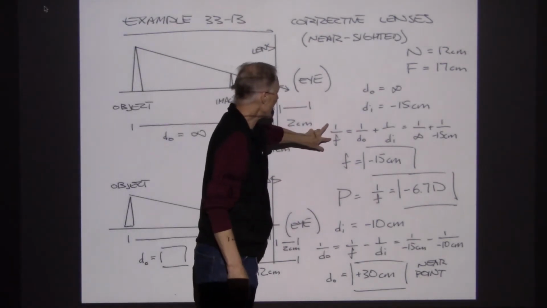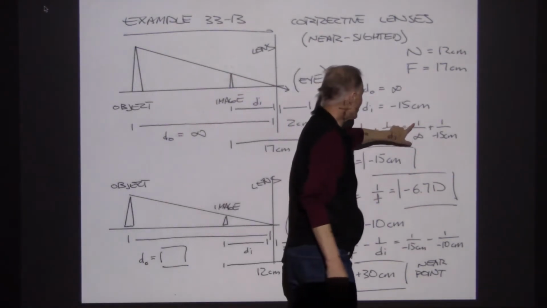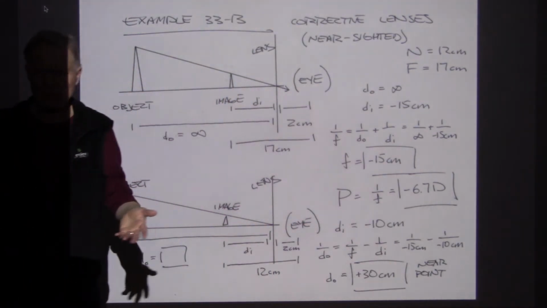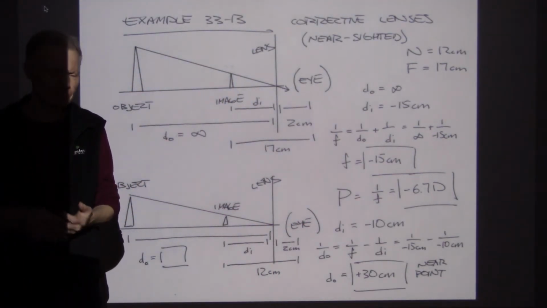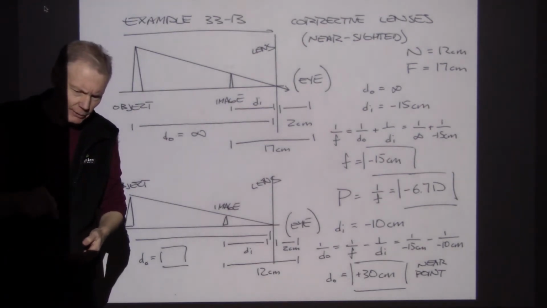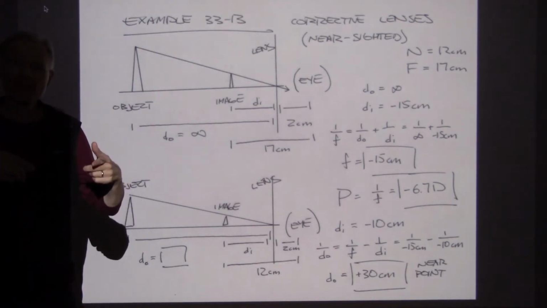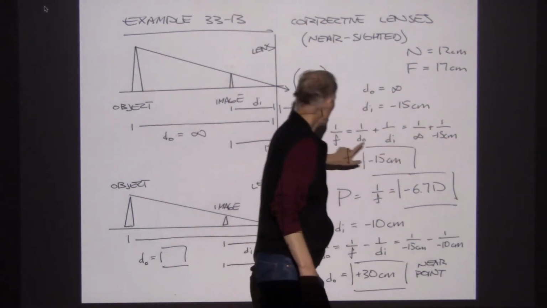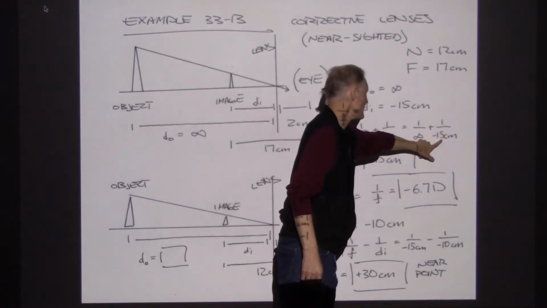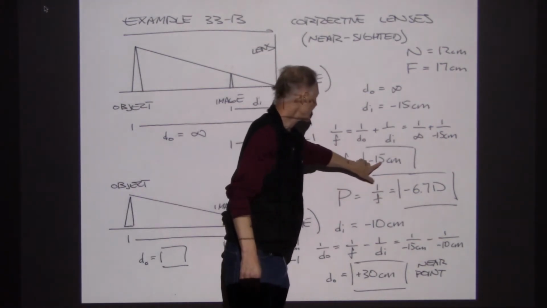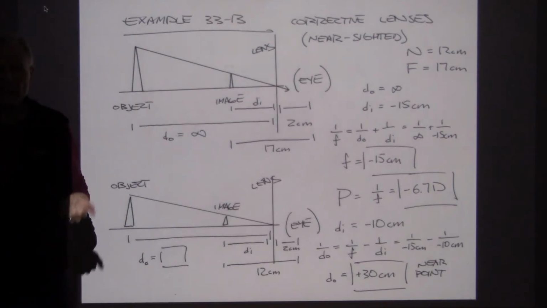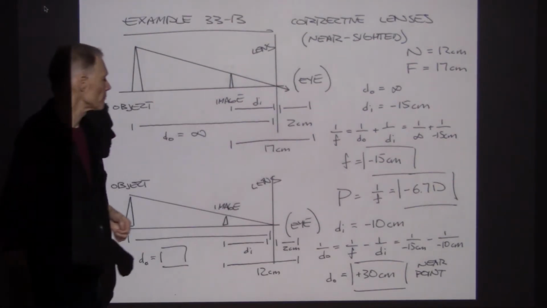So I did that. I put all the numbers in. The 1 over infinity is easy enough. That just becomes 0, right? You're thinking, where's the infinity button on my calculator? But 1 over infinity is just 0. We can just ignore this term. And the focal length then just becomes DI. The focal length is negative 15 centimeters. Now that's a diverging lens because it has a negative focal length.